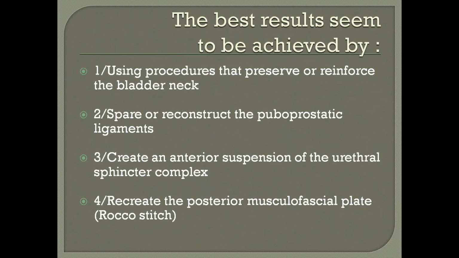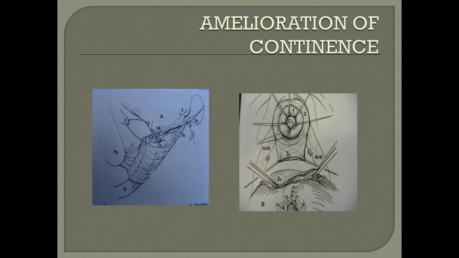To do this, you have several procedures. You can preserve or reinforce the bladder neck. I think it's important. When I was doing open surgery, I was doing preservation of the bladder neck. You can spare or reconstruct the puboprostatic ligament. You can create an anterior suspension, I've shown you this morning. And you can recreate a posterior plate. In fact, all these tricks seem to be important all together. We don't know which is the best one, but everything is important.